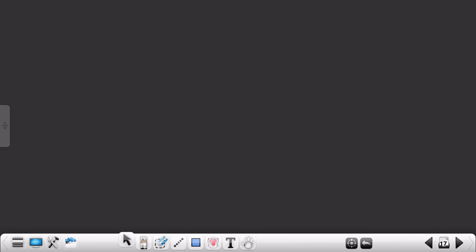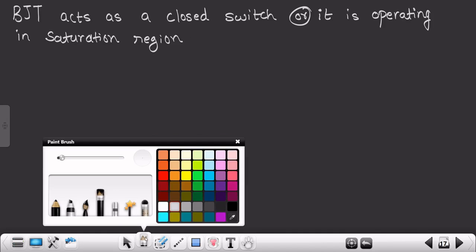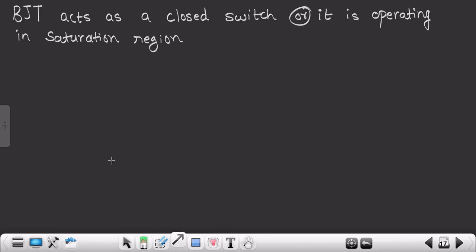So therefore BJT acts as a closed switch, or in other words, it is operating in the saturation region, right? Why? Because the input current is high in this particular condition. So let me just draw a rough diagram over here.